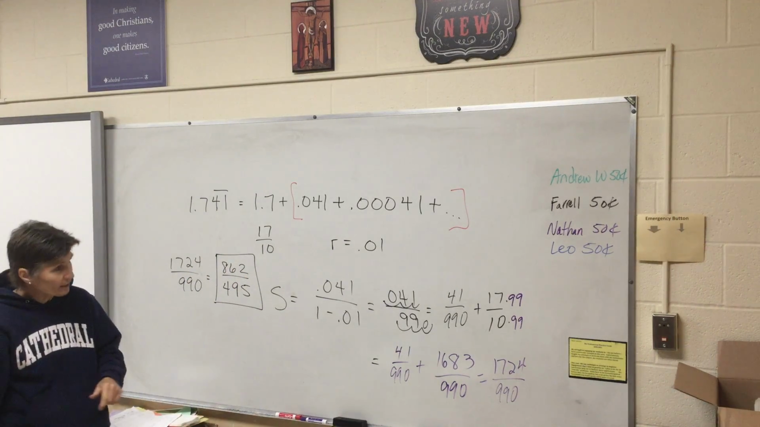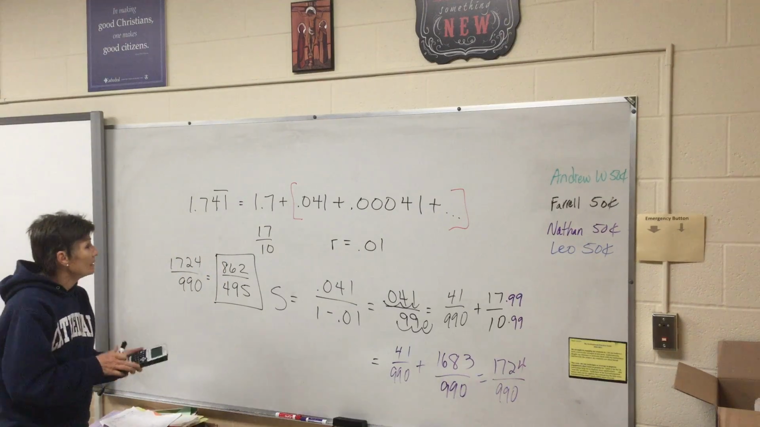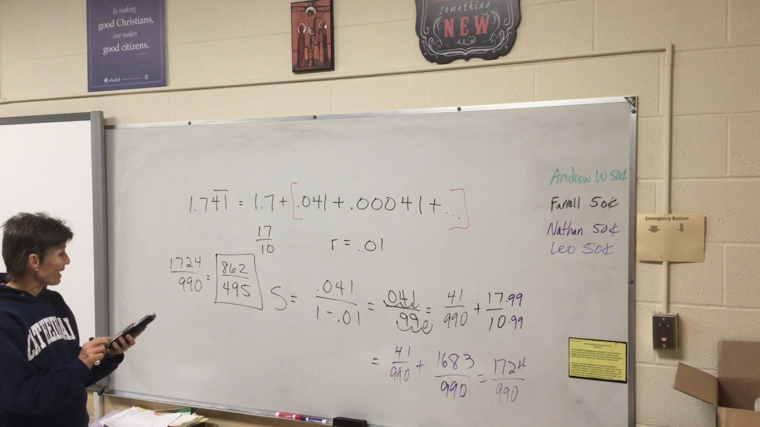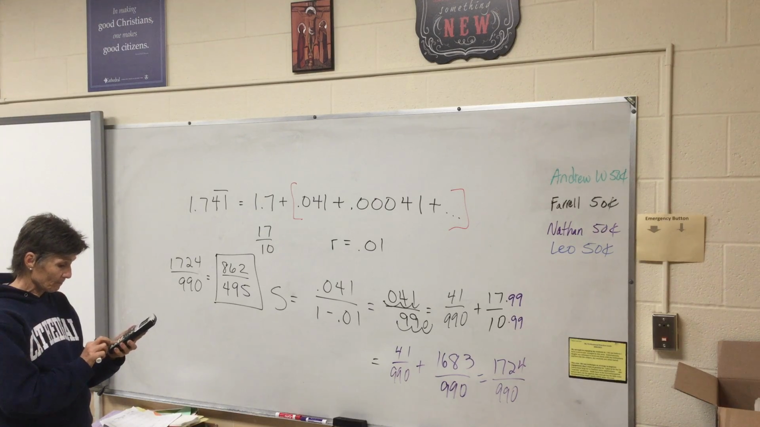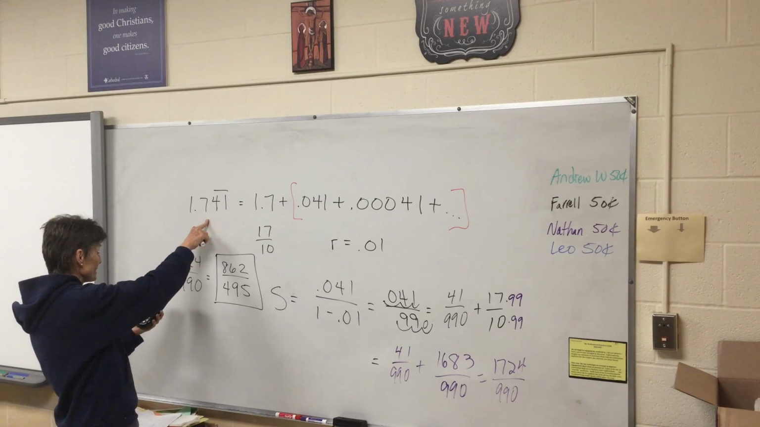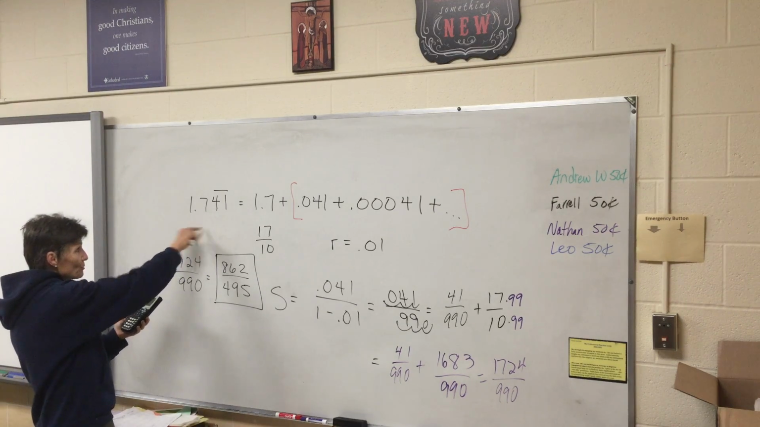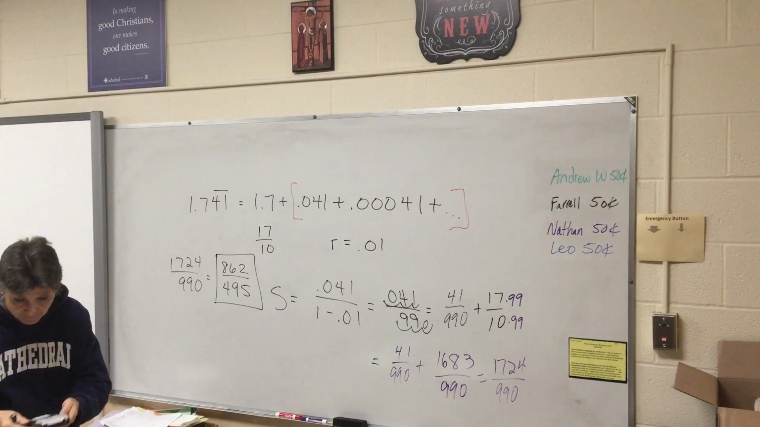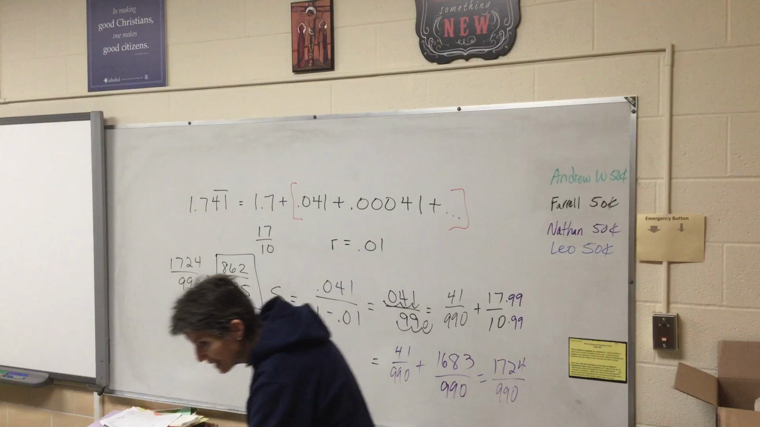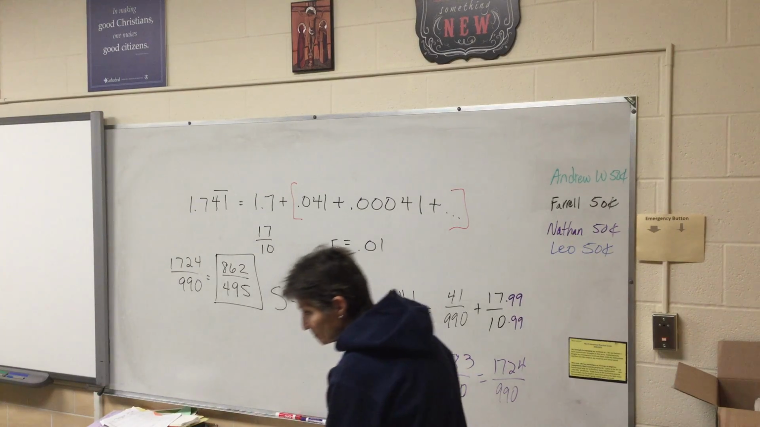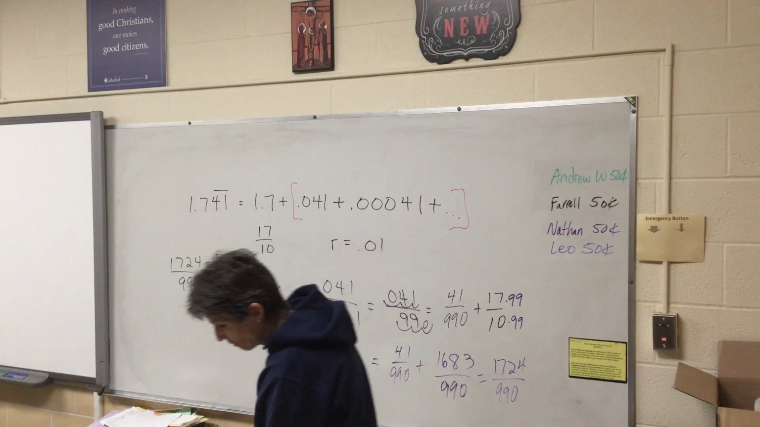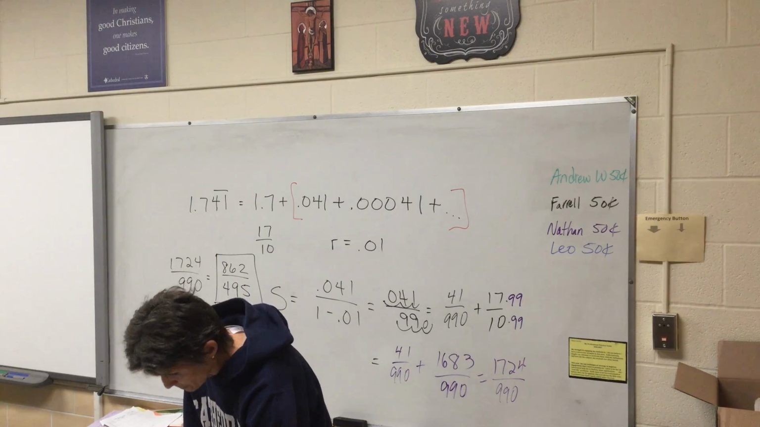Now, I'm going to double check that because we did a lot of messing around there. So if I take 862 and divide it by 495, I better get this right here. Are you double checking it with me? Are you getting that? Yeah. Awesome. All right, that completes the notes.